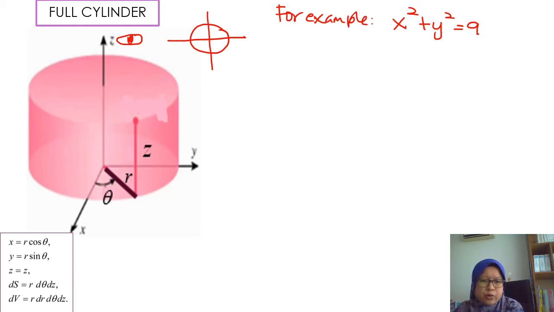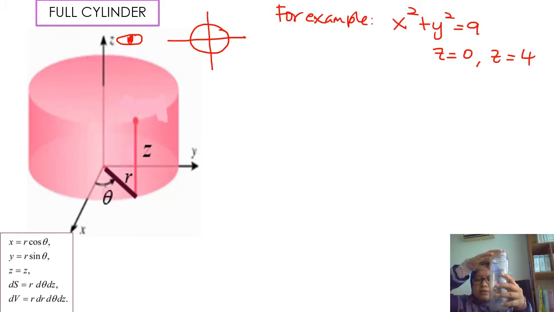And to form a cylinder, of course, it has to be supported by the bottom and the top of the cylinder. So it has to have other surfaces, for example, z equal to 0 and z equal to 4. The bottom of the cylinder is z equal to 0 and the top is z equal to 4. So if the question provides you these 3 equations, x squared plus y squared equal to 9, z equal to 0 and z equal to 4, you should know this is a full cylinder.